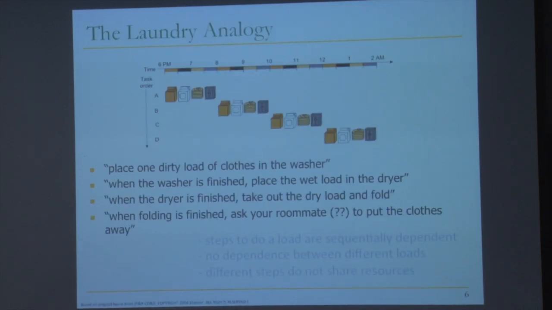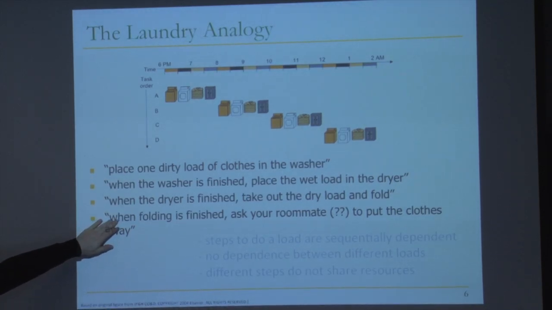Okay, so there's this laundry analogy that one of the books has, the Patterson and Hennessy. Laundry analogy is a nice analogy, I guess, for this. Basically, 1 load of laundry goes through 4 different steps, like the instruction processing cycle, right? You place 1 dirty load of clothes in the washer. When the washer is finished, place the wet load in the dryer. When the dryer is finished, take out the dry load and fold. And when that's finished, ask your roommate to put the clothes away. Or do it yourself, right? You could actually ask someone else to do all of these, but I'm sure all of you have done laundry, right? Every step is dependent on the previous step, right?